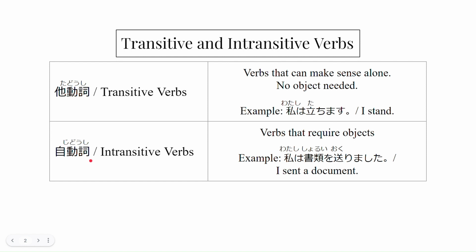自動詞 This means intransitive verbs. These are verbs that require objects. An example would be, 私は書類を送りました。 this means I sent a document.